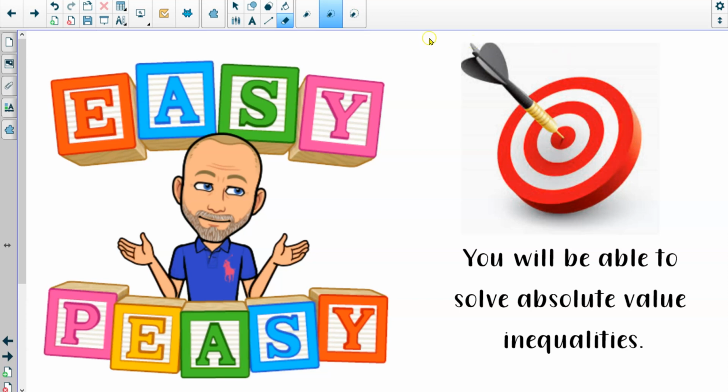Alright, this is lesson 2.5a. It's a little add-on lesson to lesson 2.5. And what we're going to do is look at some absolute value inequalities. So the learning target for you is that you'll be able to solve absolute value inequalities.